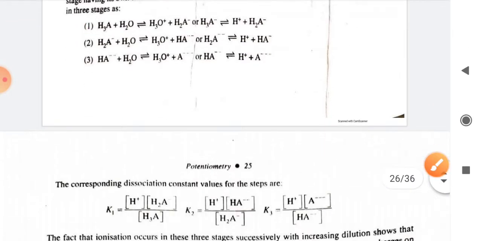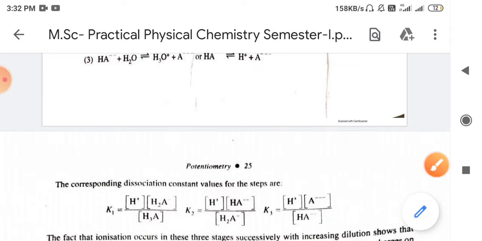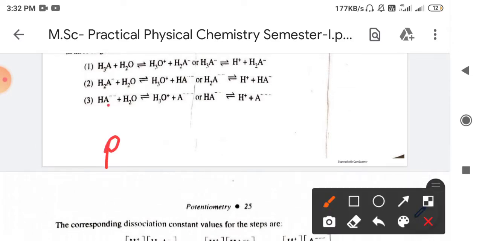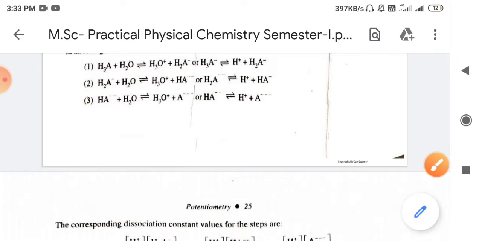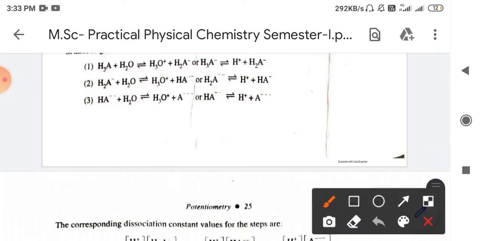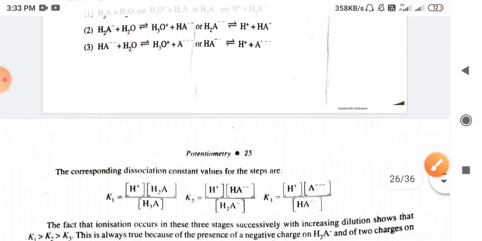But once the first proton is removed, what do you get? The structure changes to one OH, second OH, and the last one is O minus, okay. This O minus is quite electronegative, and it is also stabilized by resonance structure. Due to this, the overall electron density on the phosphorus increases, the electron pull is reduced, and the overall acidity decreases. So once the first proton is removed, we expect the acidity to decrease.